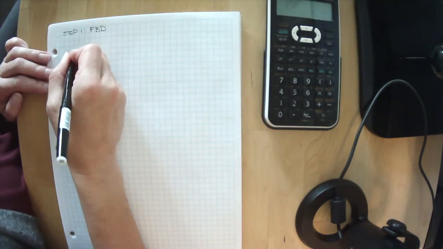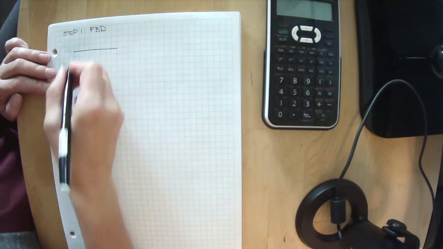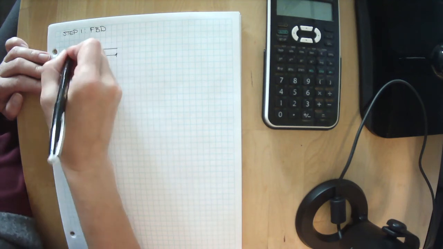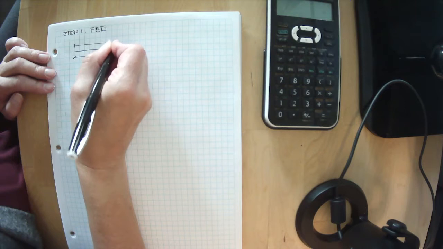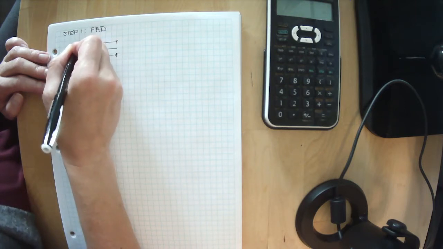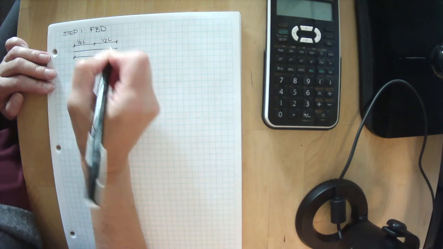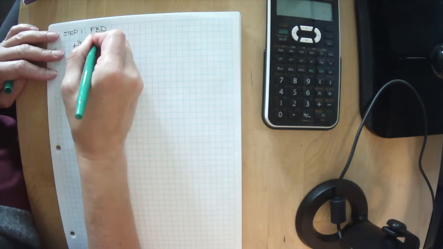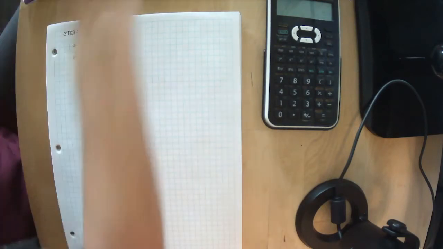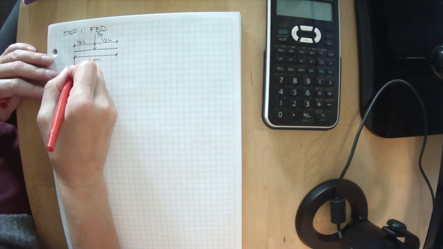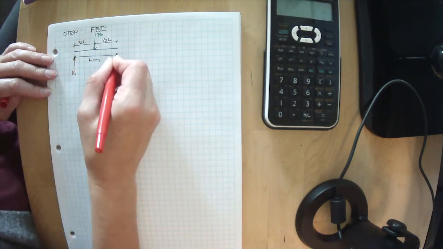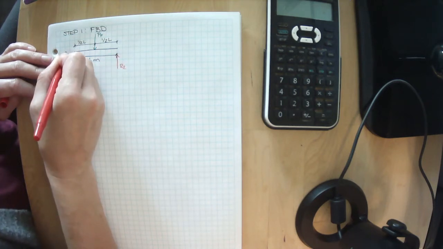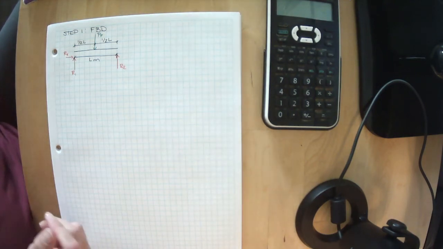Okay, so let's draw our free body diagram. This is our length. And we're going to have a load applied halfway along the length. We don't know what that load is. Let's call it PF. R1, R2, Rx.